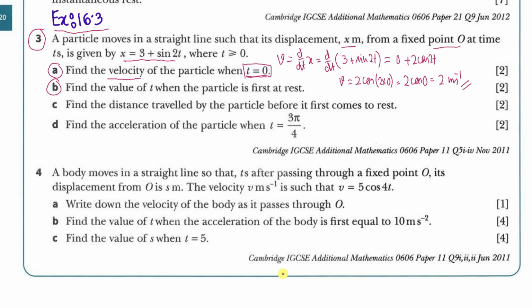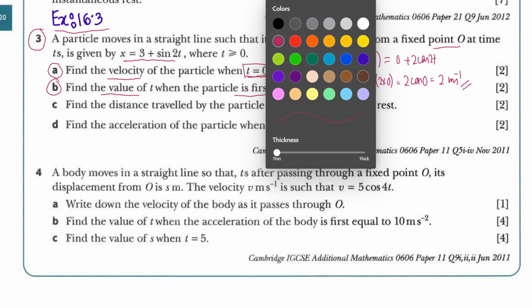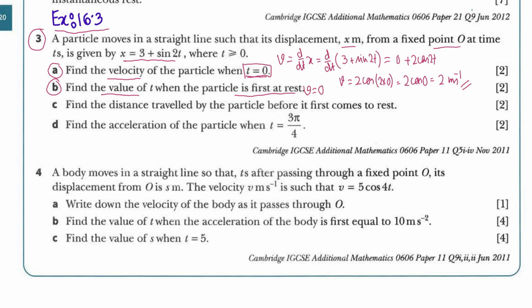B, find the value of t when the particle is at rest. If it is written that it is at rest, we would consider v equals 0, always velocity equals 0. So you already have the velocity expression. Let me consider that as 0, and let me use a different color for this question. B, I'm using the green color right now. The velocity expression is 2 cos 2t. We are going to consider it as 0. So it is cos 2t equals 0.